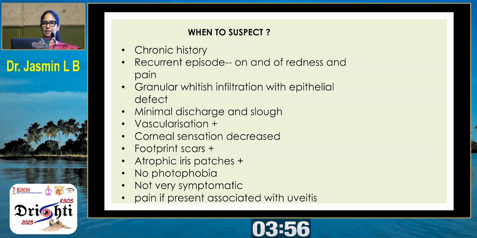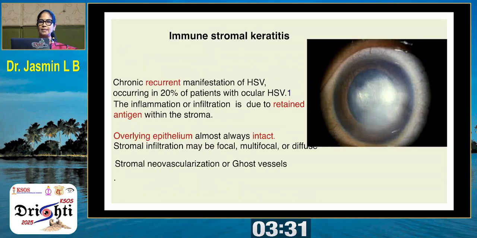When will you suspect it? When there is a chronic history, recurrent episodes, granular whitish infiltration with epithelial defect, minimal discharge and slough, vascularization, decreased corneal sensation, footprint scars, iris atrophy, no photophobia, not very symptomatic. If pain is present, it may be due to uveitis. Whenever the patient comes, the patient will be asymptomatic due to the decreased corneal sensation.